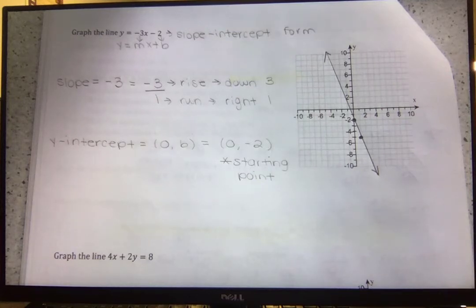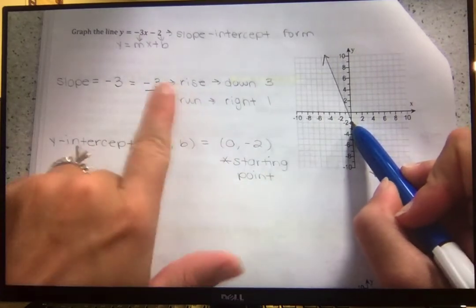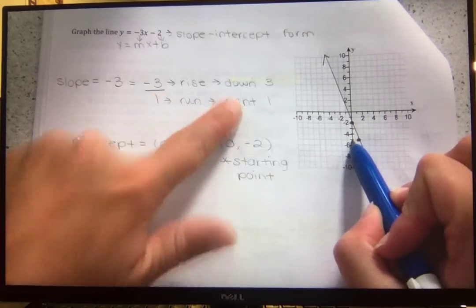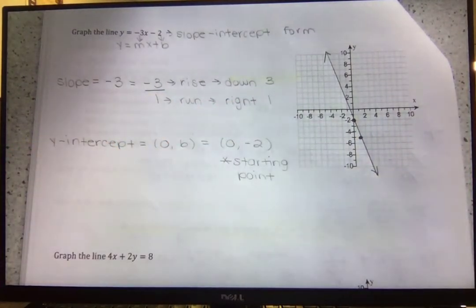So we started at our y-intercept, which was at 0, negative 2. From there, I found another point based off of my slope. So we went down 3 and right 1 to find our next point.